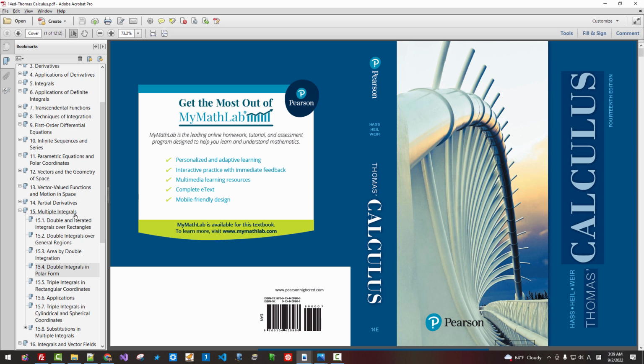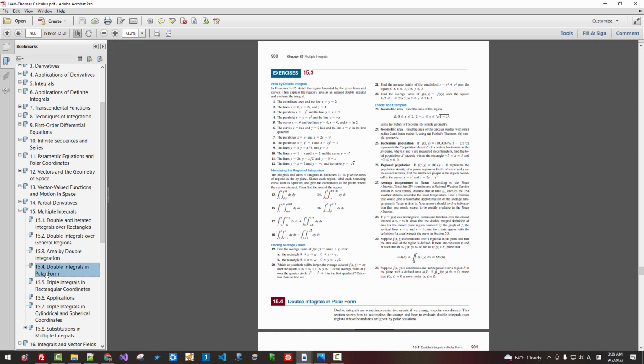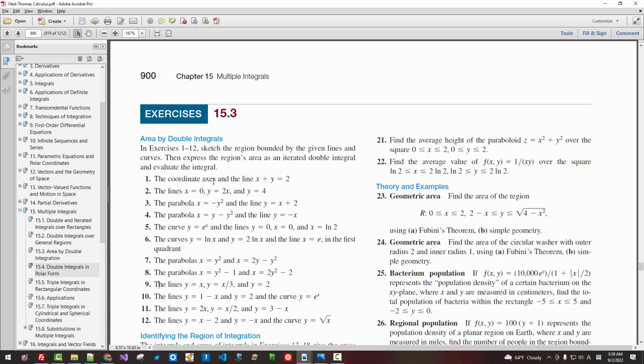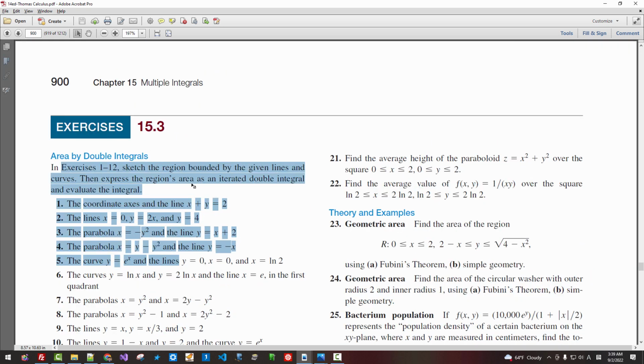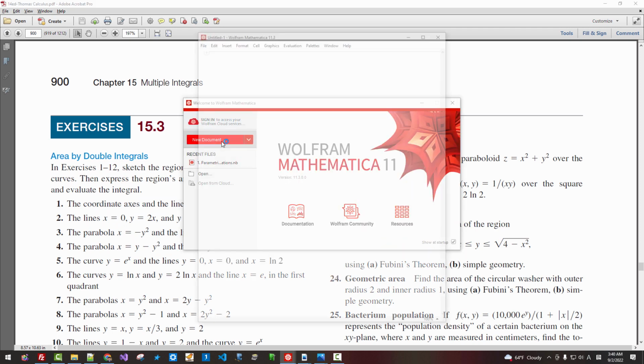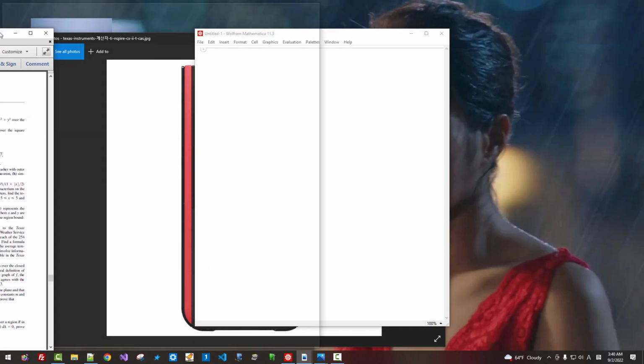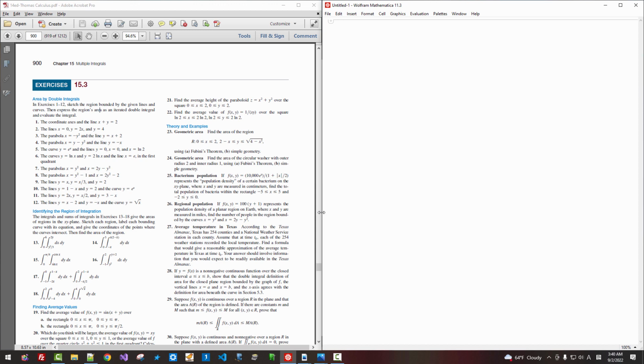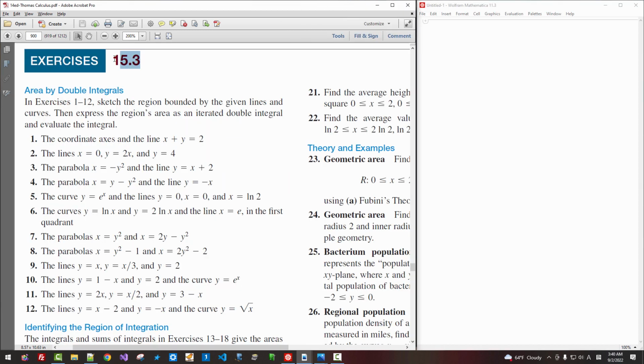From chapter 15, section exercise 15.3, we will solve a few problems here. I will start Mathematica, then arrange side by side. This is exercise 15.3, area by double integrals.